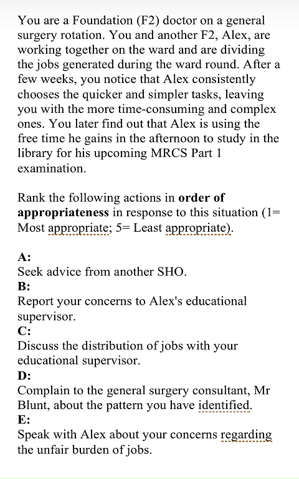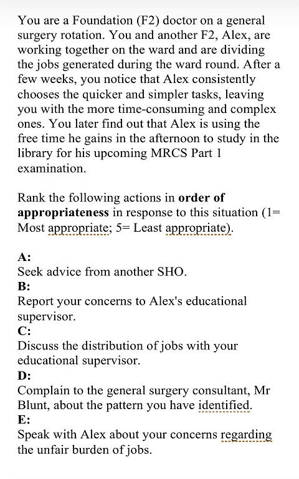Option A, seek advice from another SHO. Option B, report your concerns to Alex's educational supervisor. Option C, discuss the distribution of jobs with your educational supervisor. Option D, complain to the general surgery consultant, Mr. Blunt, about the pattern you have identified. Option E, speak with Alex about your concerns regarding the unfair burden of jobs.